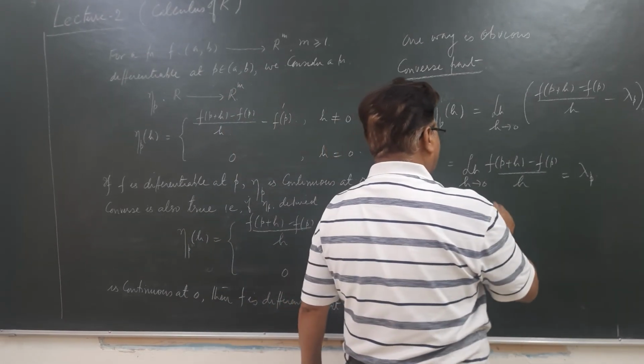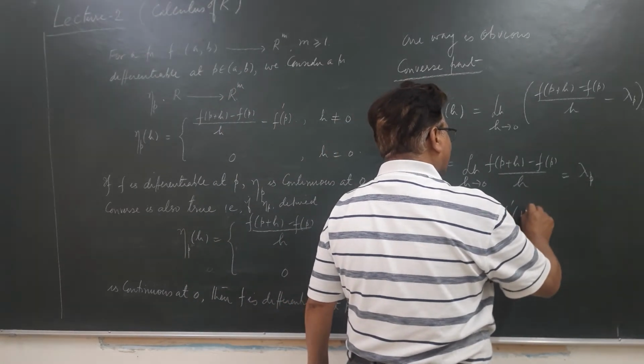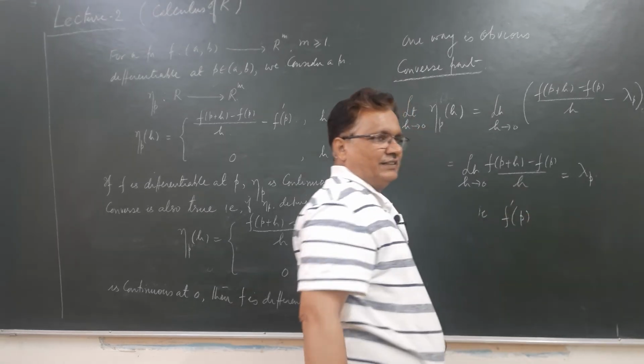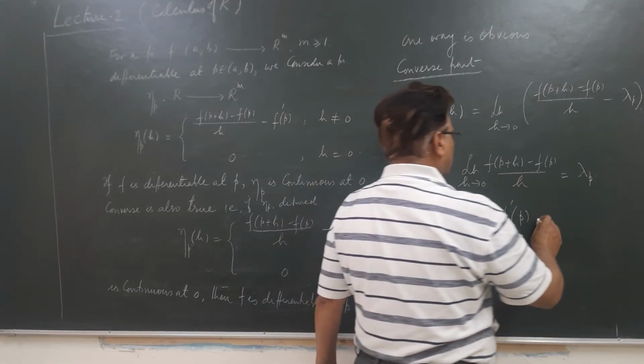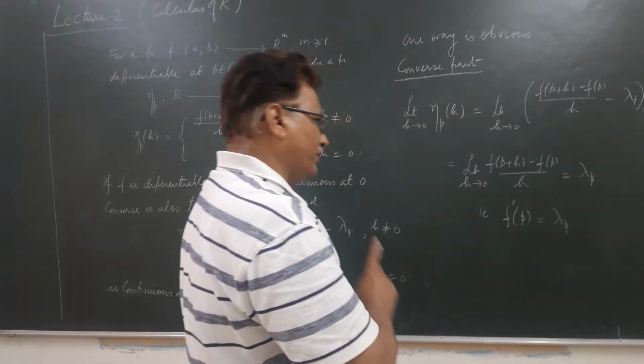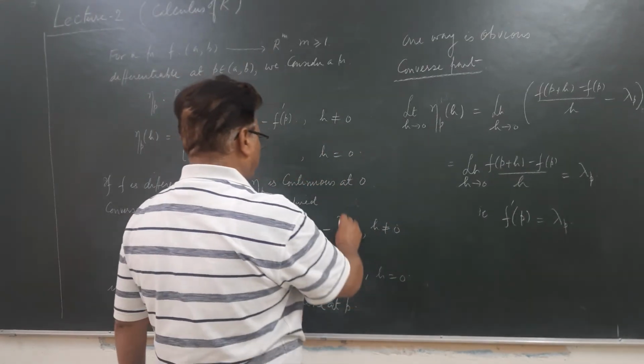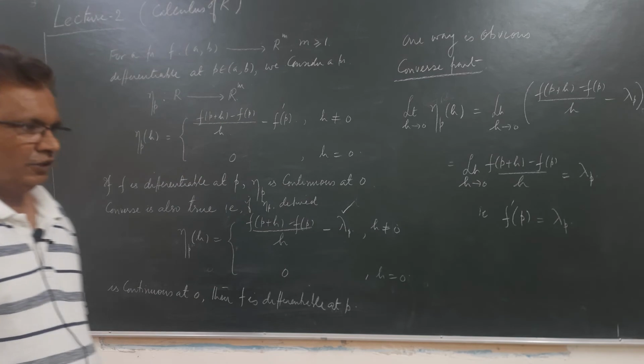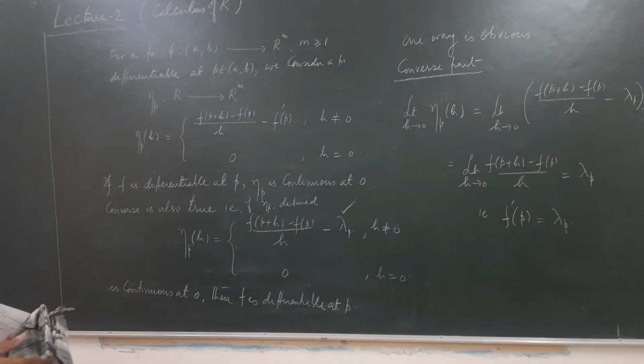That is, f'(p) exists. This fellow you call f'(p) is precisely lambda p. So what you proved is that f is differentiable with derivative lambda p. So this becomes another definition, because the result is true from both sides.